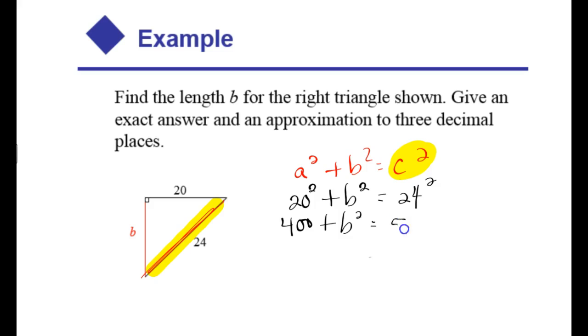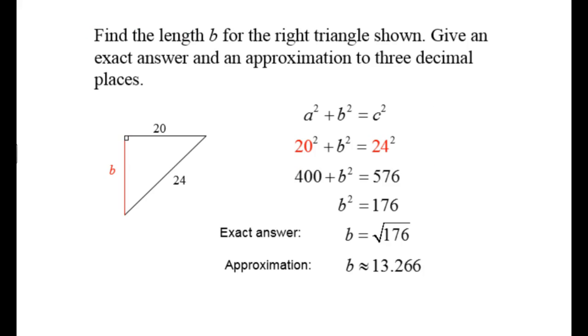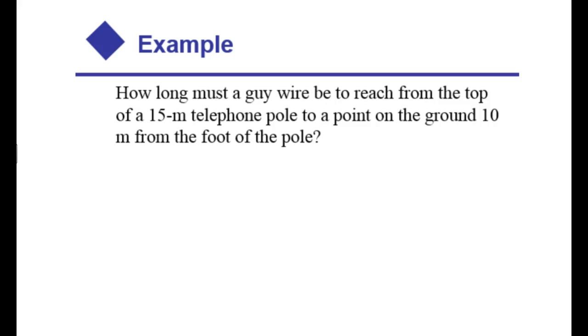But this time I'm solving for a leg, so I will want to subtract off 400. And again, I'll take the square root of that and probably give a decimal equivalent, which I think you should practice typing in and making sure you get 13.26. It makes a little bit more sense. When you're telling someone the length of something, no one would say the square root of 176. They would say about 13.3 feet or however long.